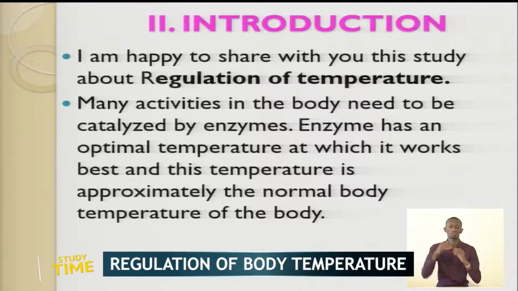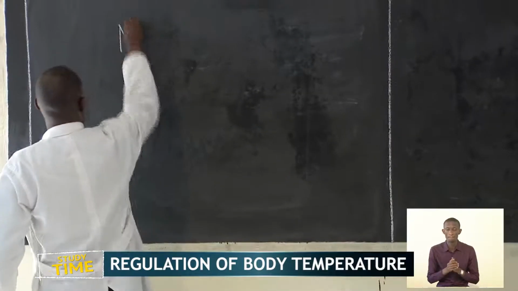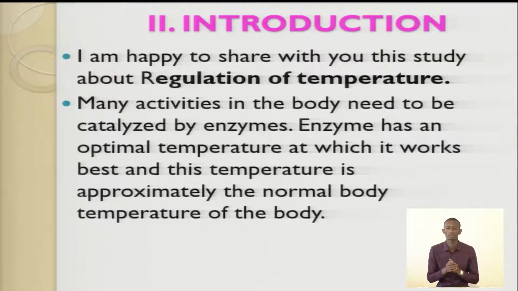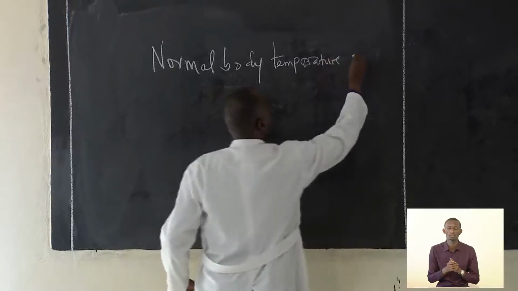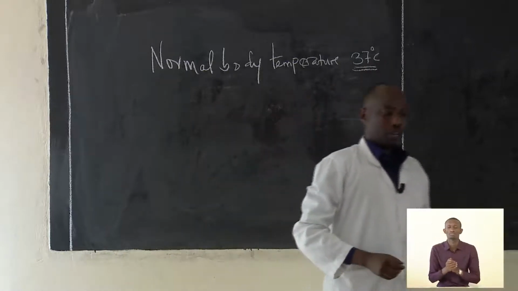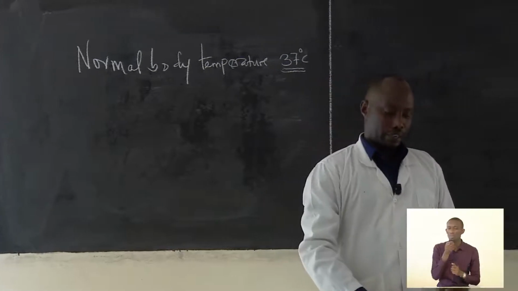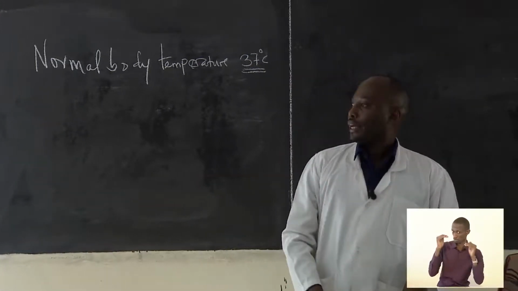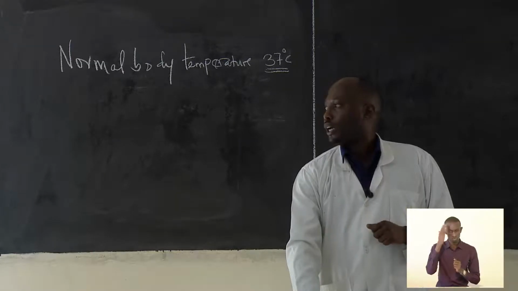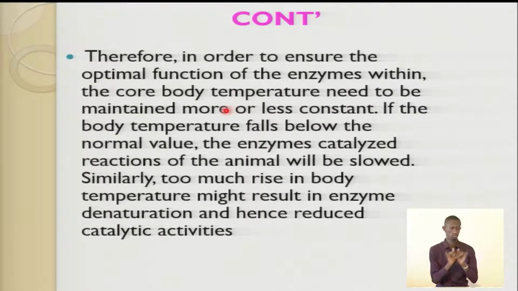As I've been telling you several times, the normal body temperature is 37 degrees Celsius. This is the temperature needed by the enzymes to perform their functions efficiently and effectively. Therefore, to ensure the optimum functioning of the enzymes, the core body temperature needs to be maintained more or less constant.